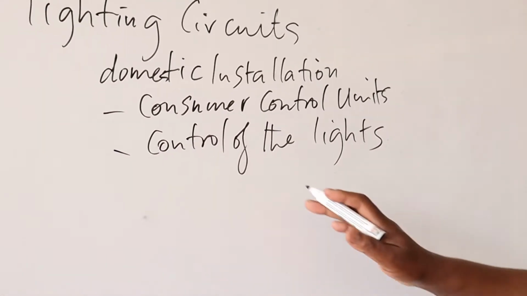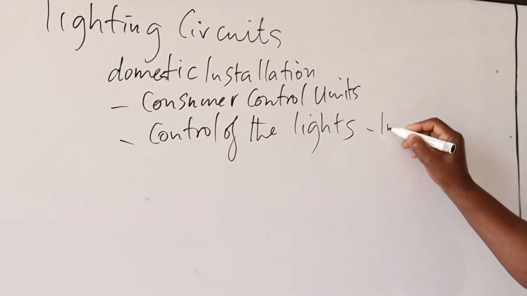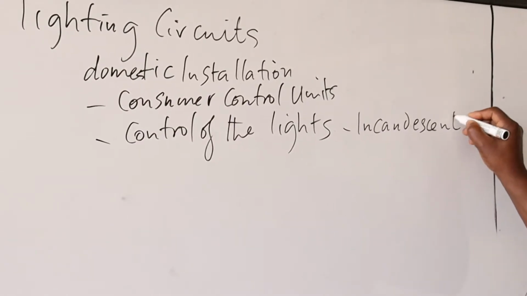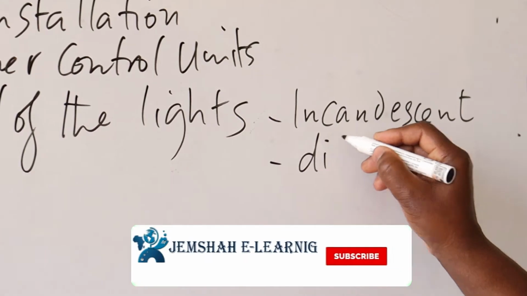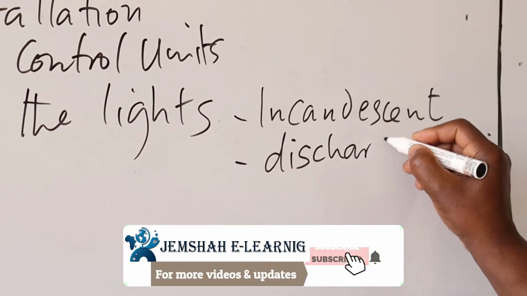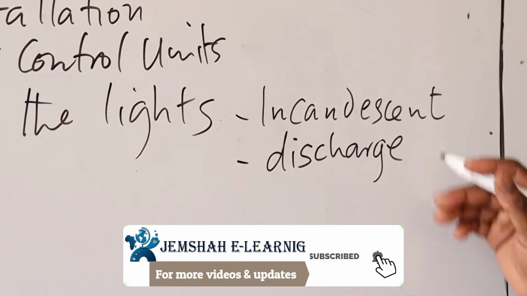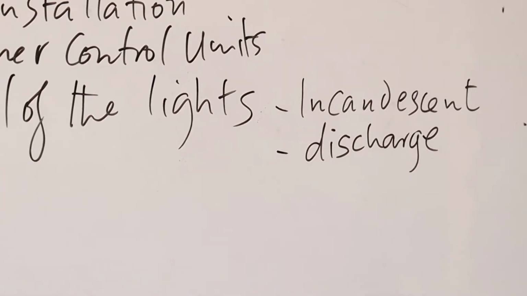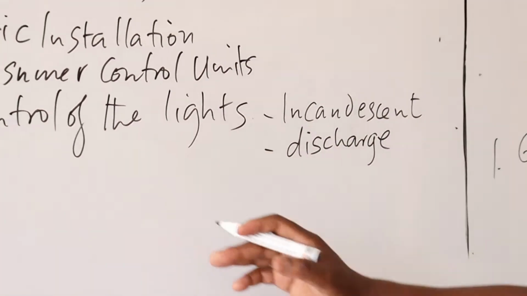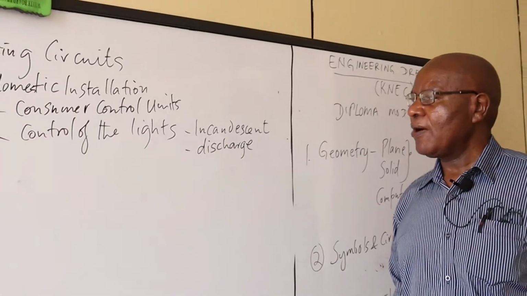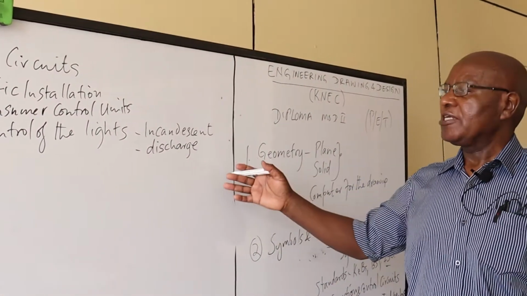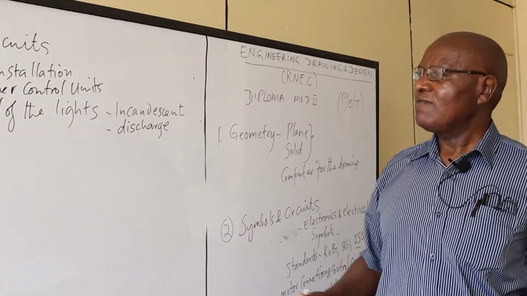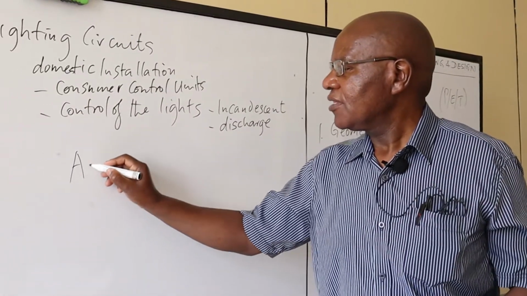And then you have got various types of lights. You have got the incandescent. You have also got the discharge lamps. We shall deal with them. And again, here we shall also be relying on the IE regulations for our circuits. And of course here, this control of lighting circuits, we have to assemble the circuits.